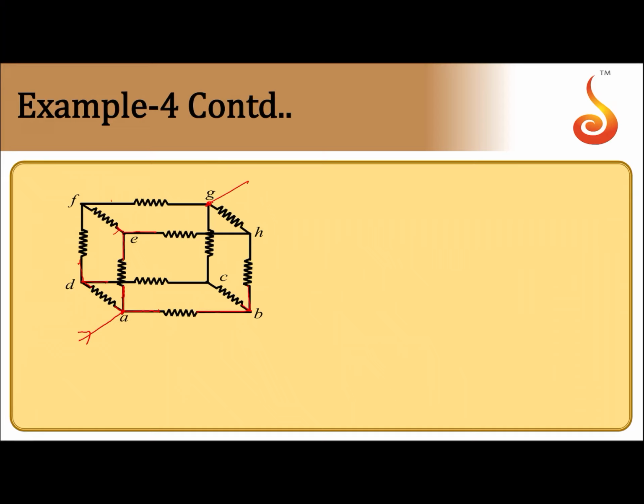So, whatever happens to this current, the same thing happens to this, the same thing happens to this. That is the symmetry we can get here. For convenience, let us say the current entering here is 6I. If you take it as I, you will get fractional values, that is why let us assume it to be 6I. Then when it splits here, it splits equally. So, this is 2I, this is 2I, this is 2I.